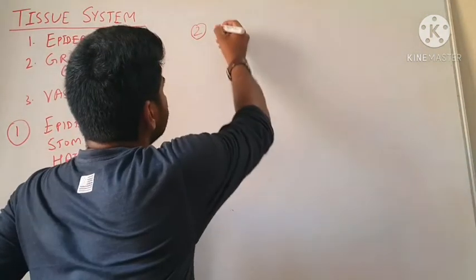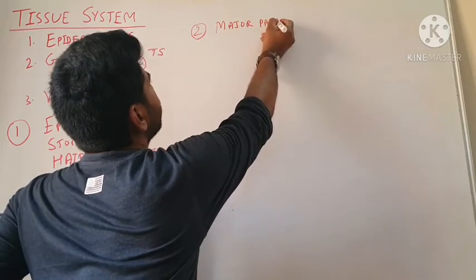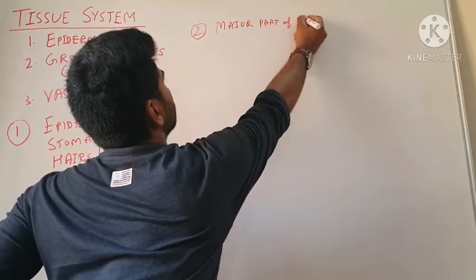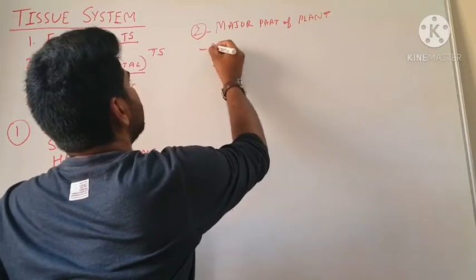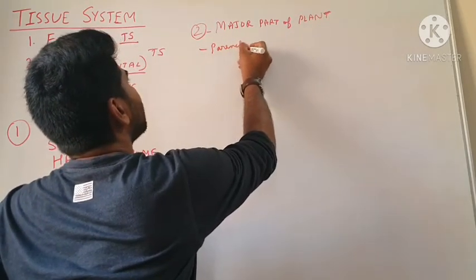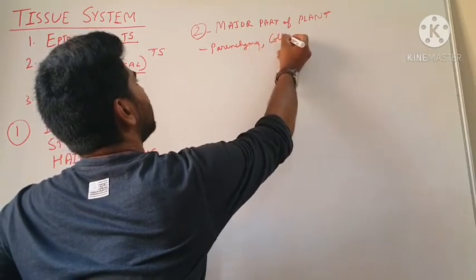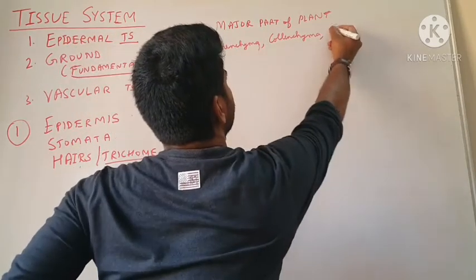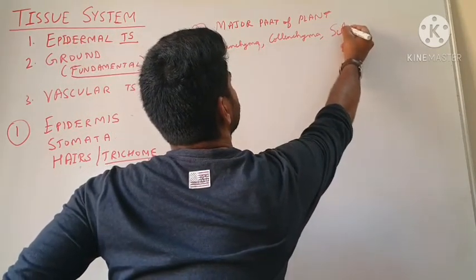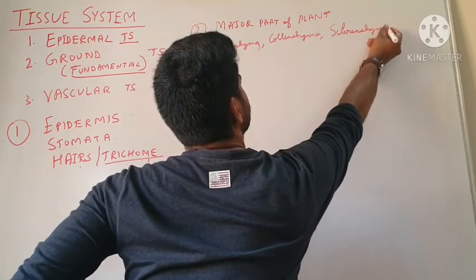The ground tissue system makes up a major part of the plant. It consists of the parenchyma, collenchyma, and the sclerenchyma, about which you have already learnt. So this makes up the ground tissue system.